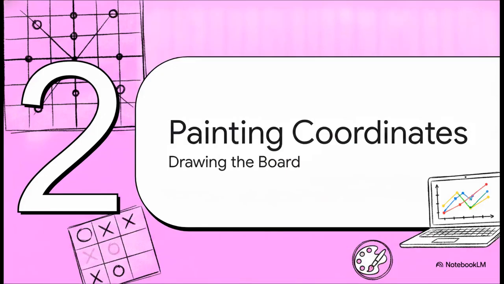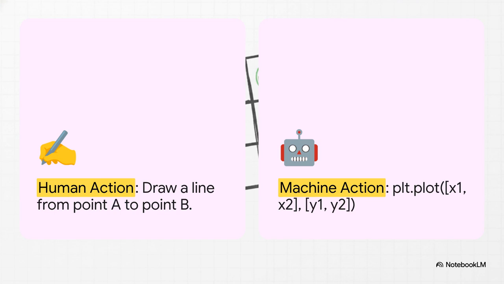Section 2. Painting with coordinates, drawing the board. Now that our grid is stored in memory, we use an industry toolkit called Matplotlib to render it visually. As humans, we just tell our hand to draw a line from point A to point B. But to draw our grid lines with a machine, we need mathematical precision. We use plt.plot, followed by our x coordinates in one bracket and our y coordinates in the second bracket. That command right there is exactly how the machine draws the physical scaffolding of our board.